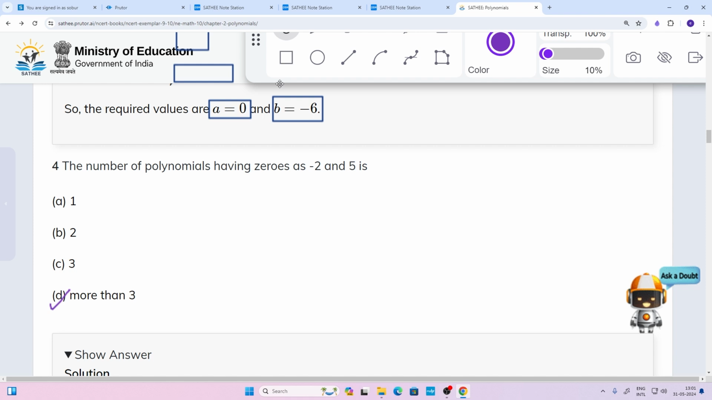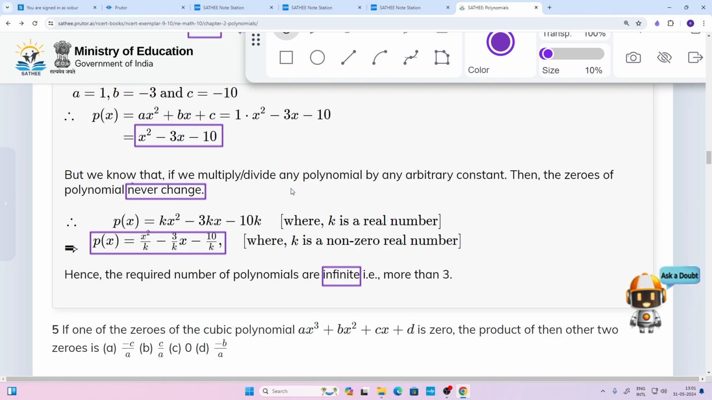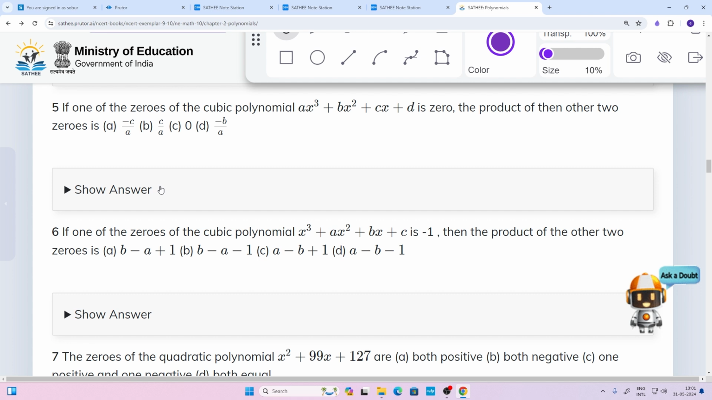Now let us move to question number 5. In this question we are asked: if one of the zeros of the cubic polynomial ax cube plus bx square plus cx plus d is 0, then the product of the other two zeros is what? We have four options. In option A we have minus c upon a, in option B c upon a, in option C 0, and in option D minus b upon a. Okay, so let us solve this problem. First try it yourself and see the answer.